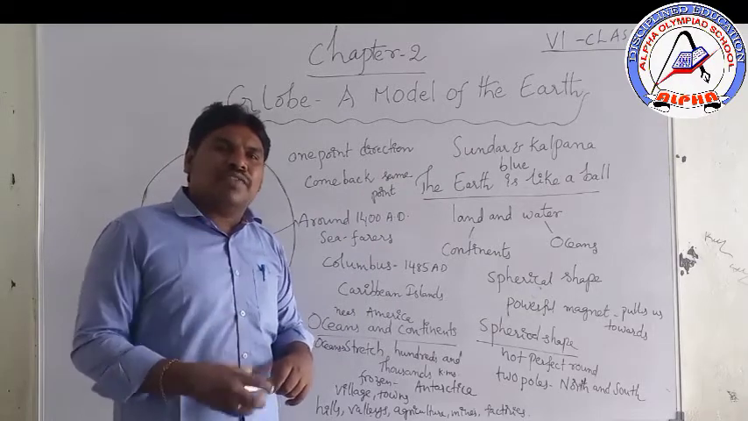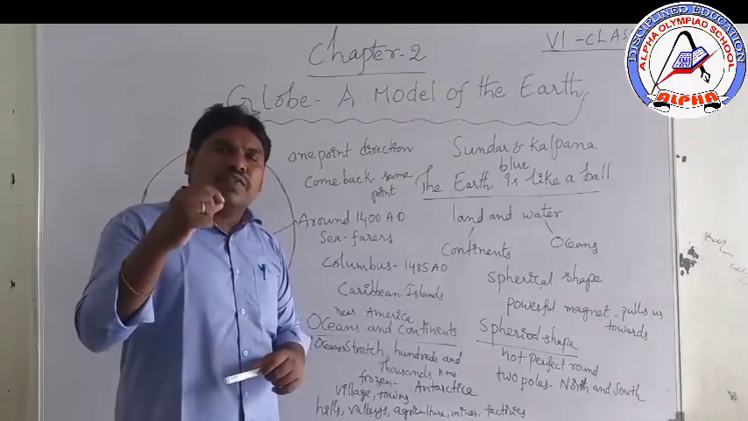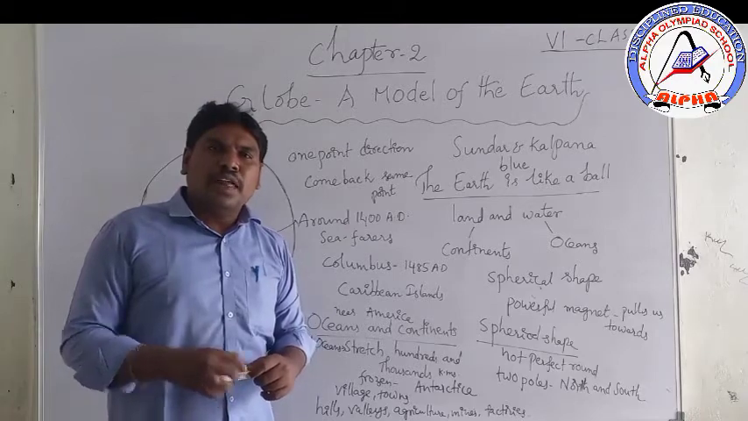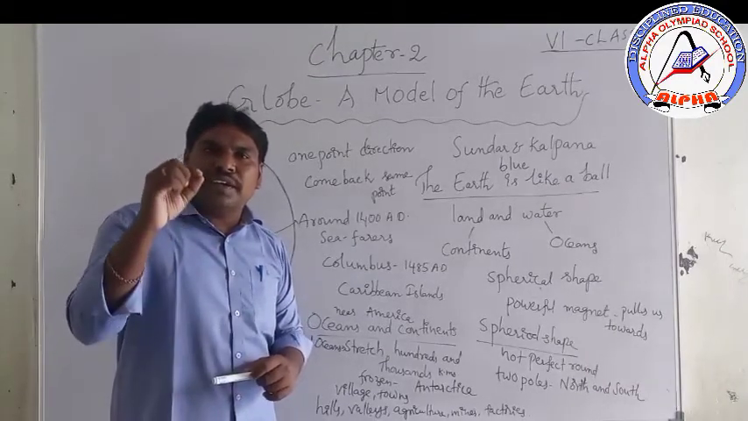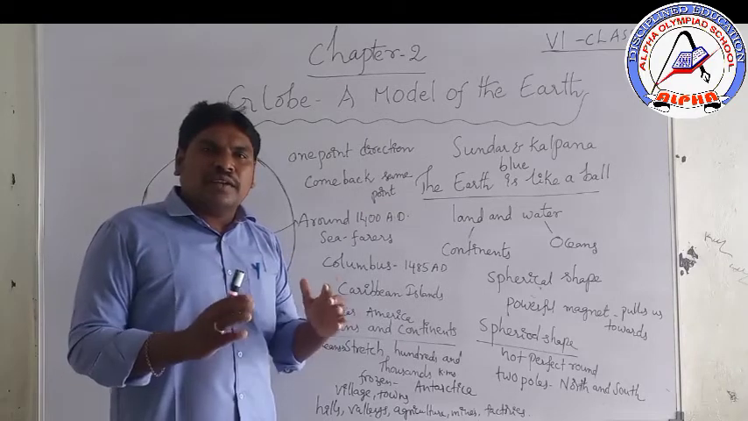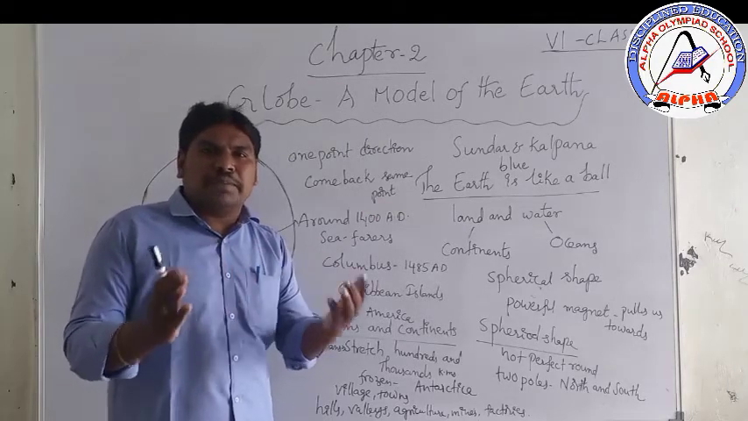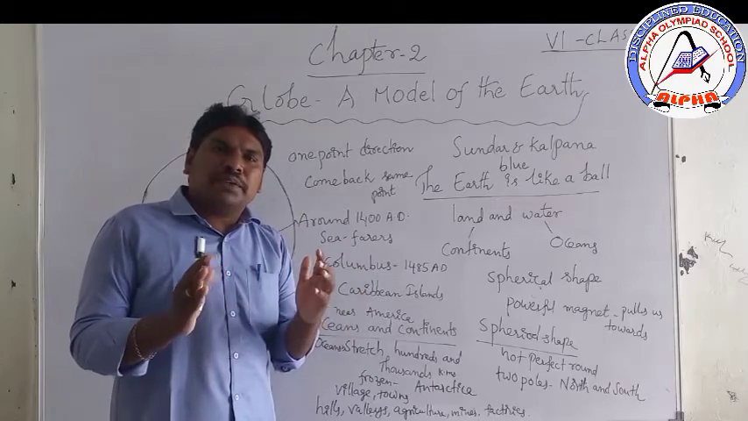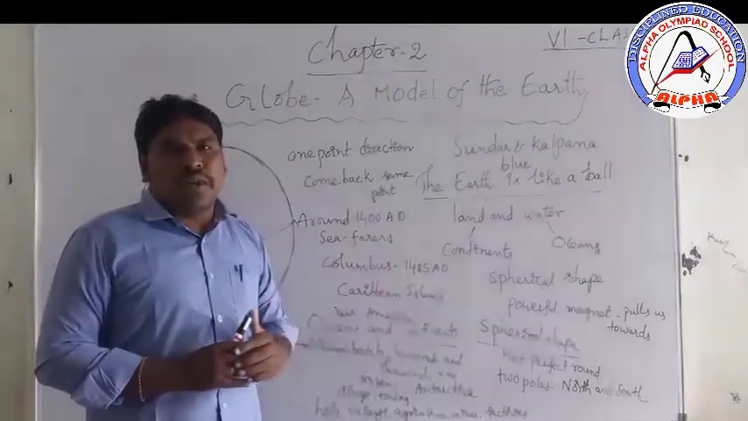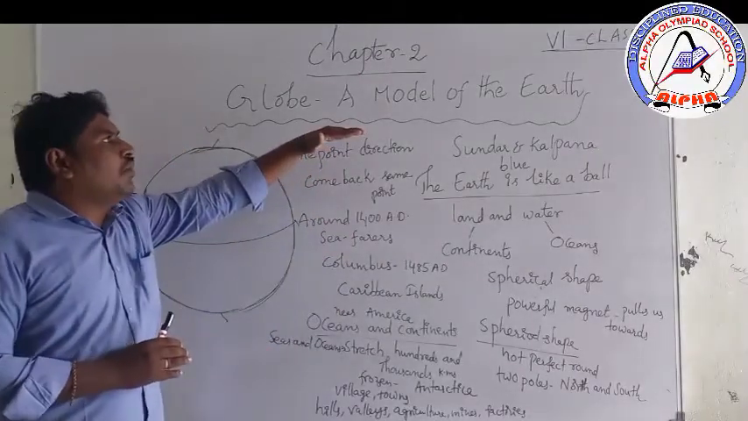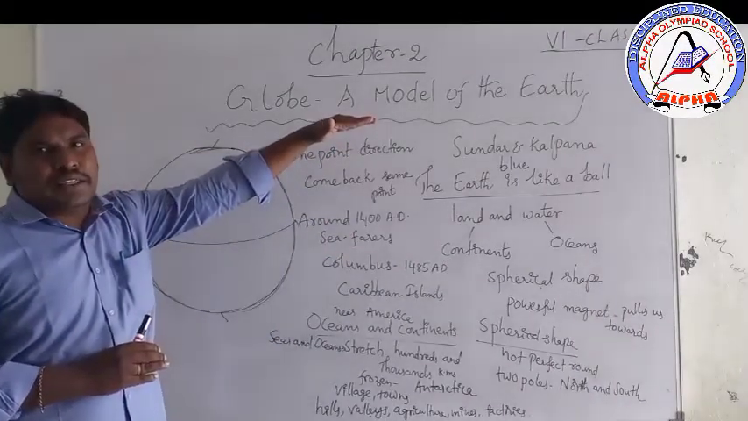To get this information, we can use the internet. At present, technology is more developed. If we look on the internet, we can see different kinds of maps and different pictures of the earth. So this is our topic, globe, a model of the earth.